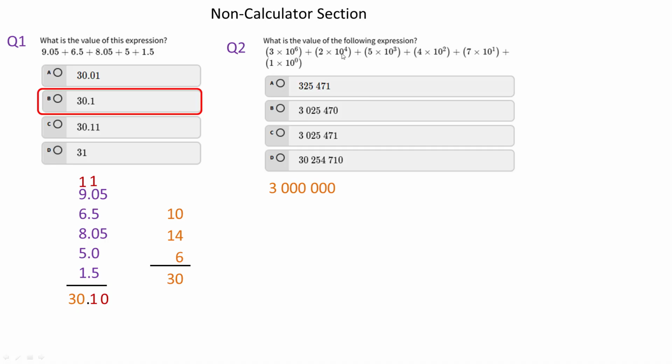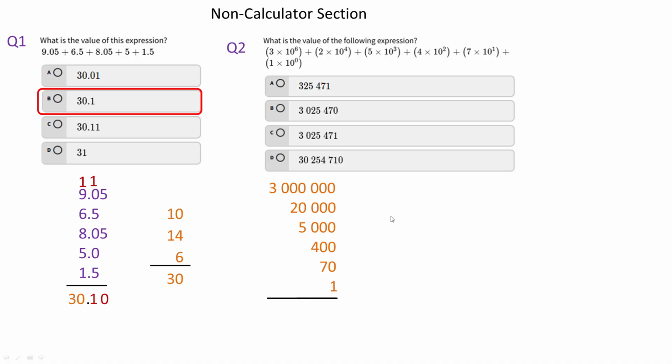Now notice there's no power of 5 here. There's no 10 to the exponent 5 here. So we skip to 4. So that's 10,000, it's 1, 0, 0, 0, 0. So 2 times 10,000 is 20,000. And then that's a 1 with 3 zeros. It's 1,000. So 5 times 1,000 is 5,000. And a 10 squared, or 10 to the exponent 2, is 100. So 4 times 100 is 400. 10 to the first is just the same as 10. 7 times 10 is 70. And then 10 to the exponent of 0 is 1. So this is really just 1 times 1, which of course is 1.